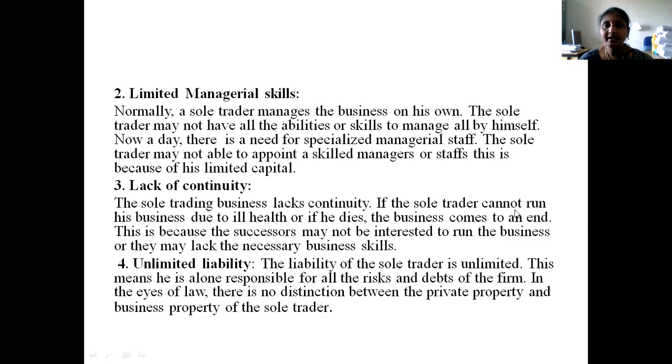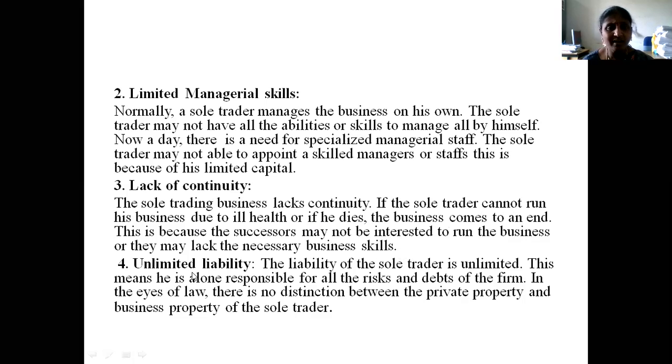So the sole trader cannot run his business due to ill health or if he dies. In some cases, the person may die or due to his health issues, he is not going to continue the business. So then automatically the business will come to an end. And what are the other things? The successors may not be interested in running the business. Whoever the successors are for that individual proprietor, they are not interested or they are not putting attention to run the business. So automatically, and they are not having the business skills. వాళ్ళకి బిజినెస్ స్కిల్స్ కూడా లేవు. ఆటోమేటిక్ గా బిజినెస్ అనేది రన్ అవ్వదు, అప్పుడు కంటిన్యూటీ అనేది కోల్పోతుంది.